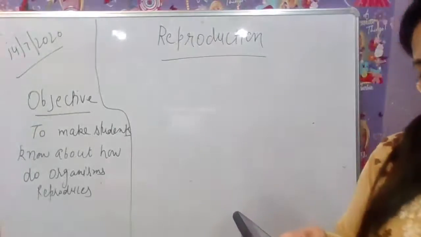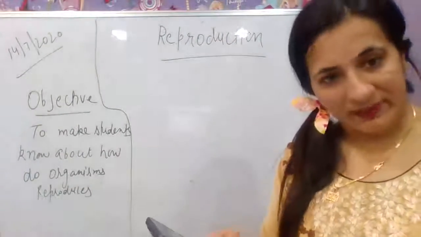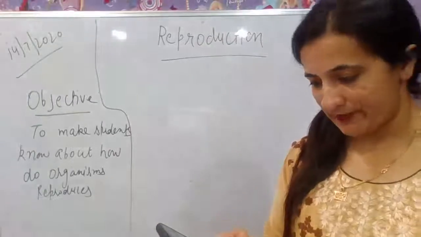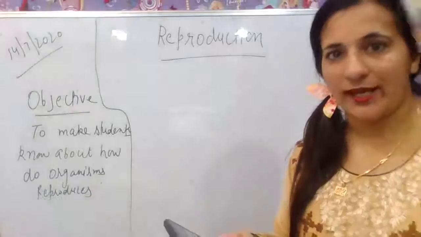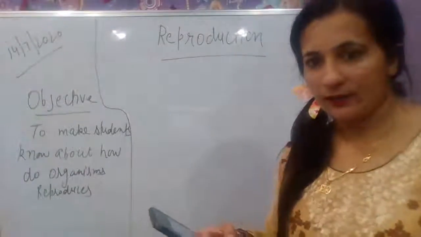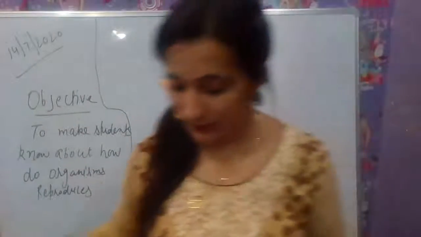Puneet is present, Pushp is present, Pawan is present, Muskan is present, Deepak is present. Five are present till now. I don't want to wait for other students. I have to start the chapter Reproduction, and it is a very, very important chapter.